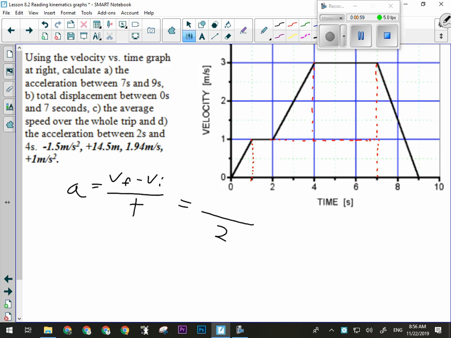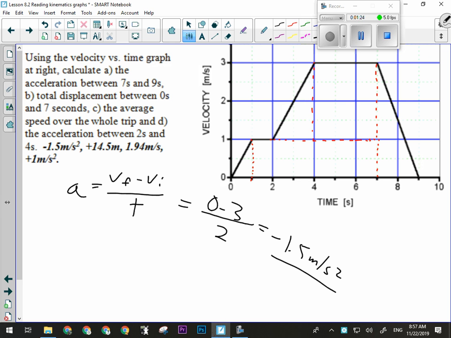Vf is 0. At time 9 seconds, the speed is 0. And at time 7 seconds, it's 3. So negative 3 over 2 is negative 1.5 meters per second squared. It's important that it's negative because that shows that it is accelerating backwards, even though it's moving forwards.